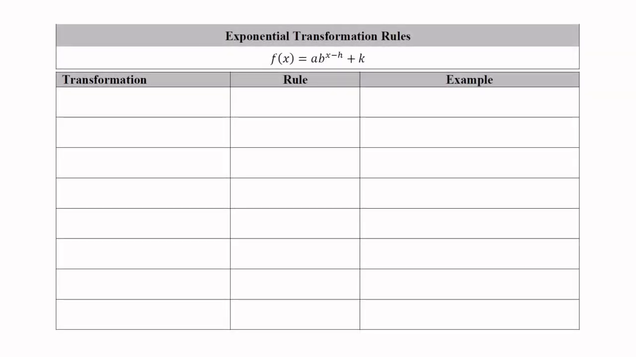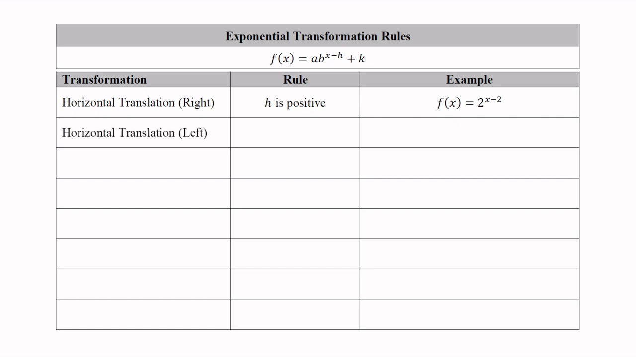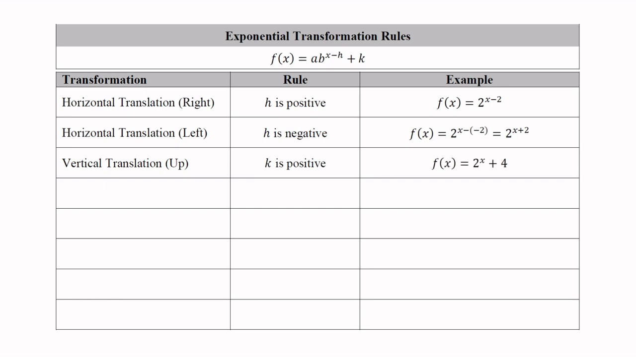So let's talk about the exponential transformation rules. They work just like they do for linear and quadratic functions. A horizontal translation to the right is when h is positive, but because it follows a minus sign, it's going to look negative in the exponent. So you've got something like 2 to the x minus 2. A horizontal translation to the left is when h is negative. And because we are subtracting a negative, it becomes a positive, so it's going to look like 2 to the x plus 2.